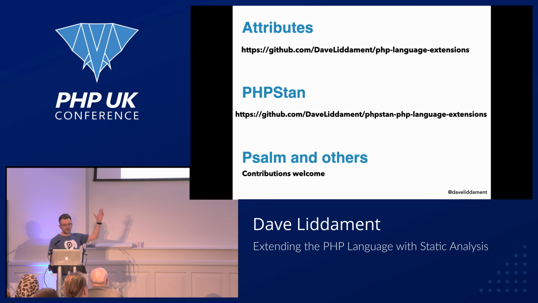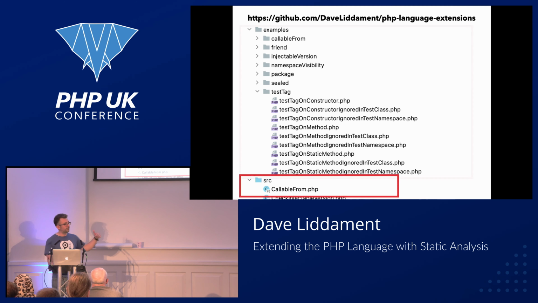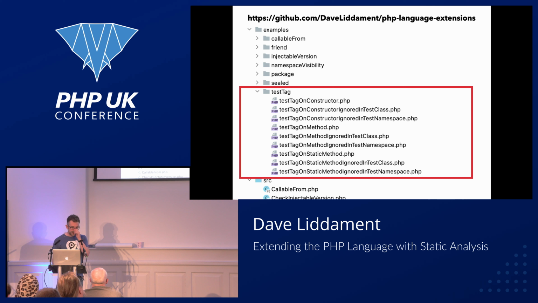The attributes are defined in the top one, the PHPStan implementation is the second one down, and others are welcome if you want to write plugins for Psalm or PhpStorm. If you go into the repo where the definitions are, we've got a source directory, which is where all the attributes are. And then we also have an examples directory. For each attribute, we have a series of example code, and it says this is where you should find problems. So if you're developing, say, a Psalm plugin or some other thing, you can look at this, and this would form your test set.